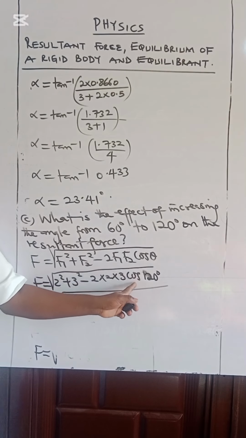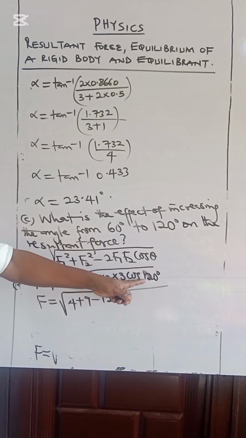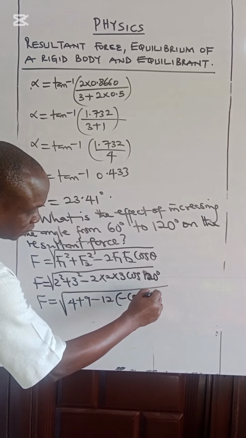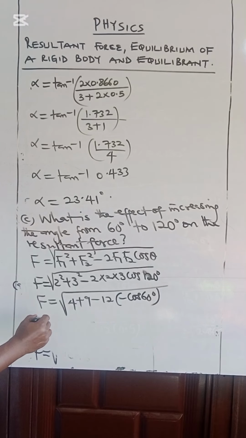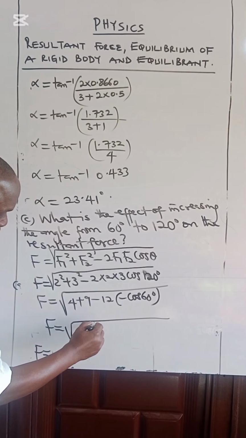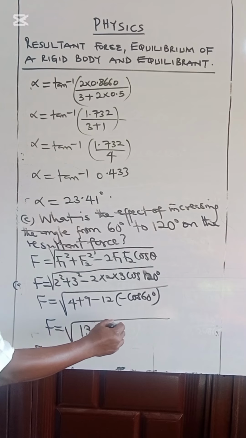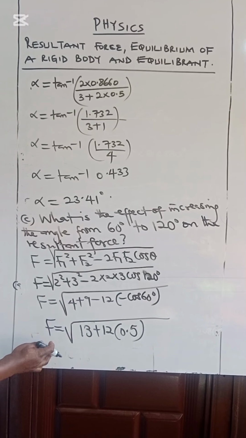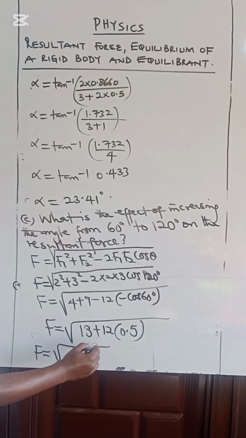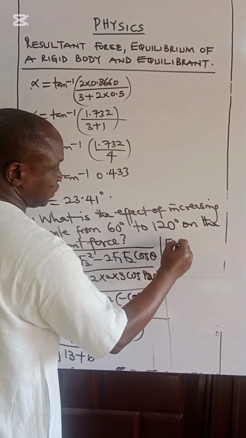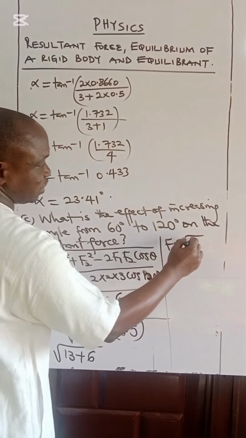You remember cosine will be negative in the second quadrant. So when you take away 180 from this, it will be minus cos 60 degrees. F will now be equal to the square root of 13 minus 12 times minus 0.5, which is 13 plus 6. So our final answer here is F equals the square root of 19 Newton.